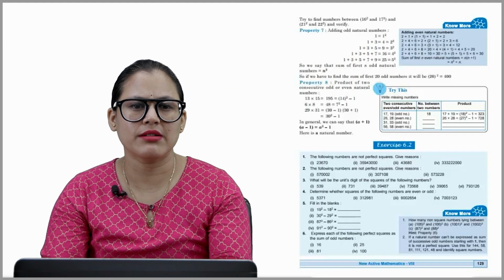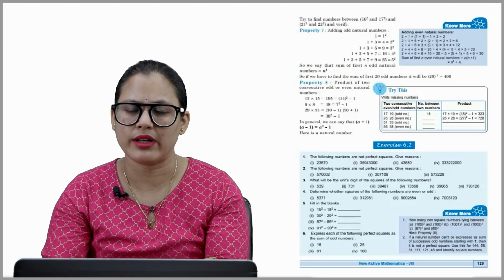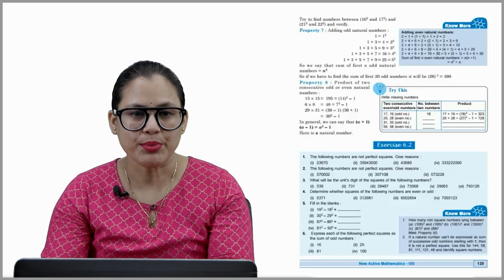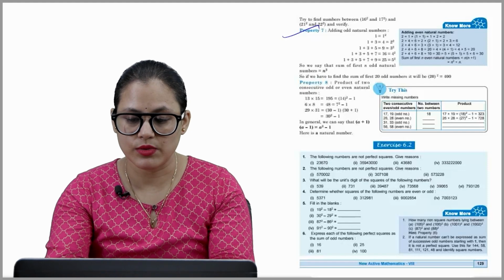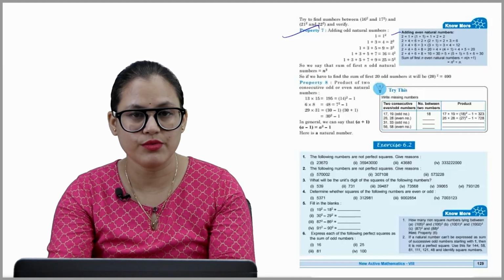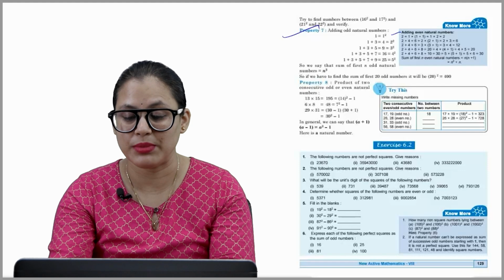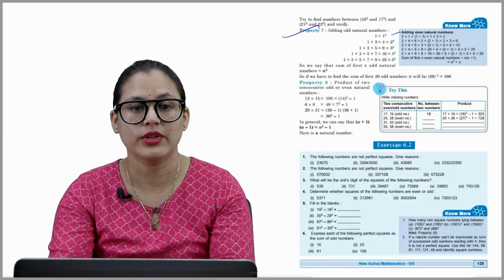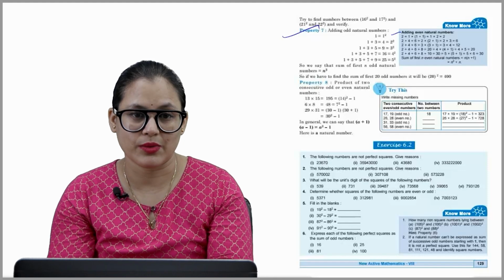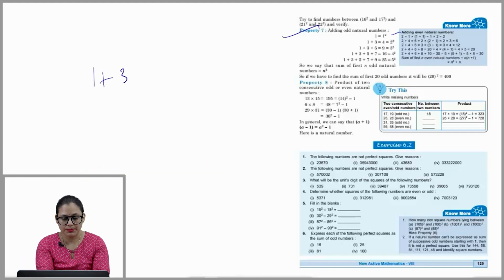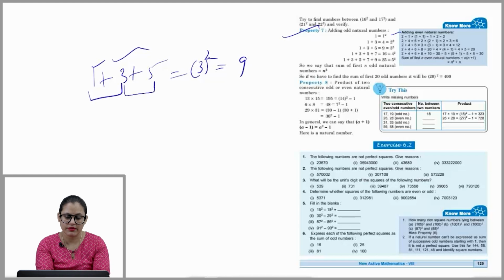Try to find numbers between 16 square and 17 square, and 21 square and 22 square, and verify. Property 7. Adding odd natural numbers. See this, 1 is equal to 1 square, then 1 plus 3 is equal to 4, that is the square of 2, then 1 plus 3 plus 5 is equal to 9, that is the square of 3. So, we say that the sum of the first n odd natural numbers is equal to n square. Means 1 plus 3 plus 5, how many odd numbers have we added? 1, 2, 3. That means this is the square of 3, that is 9. And if you add them up, 1 plus 3 is 4, 4 plus 5 is 9.